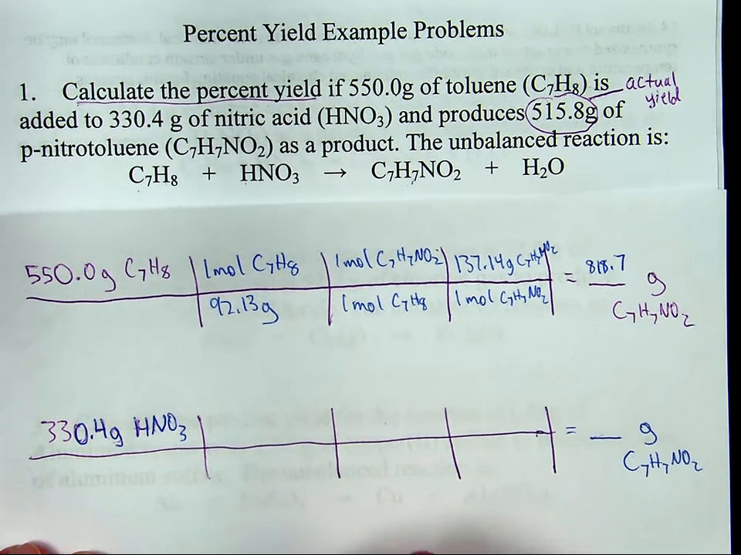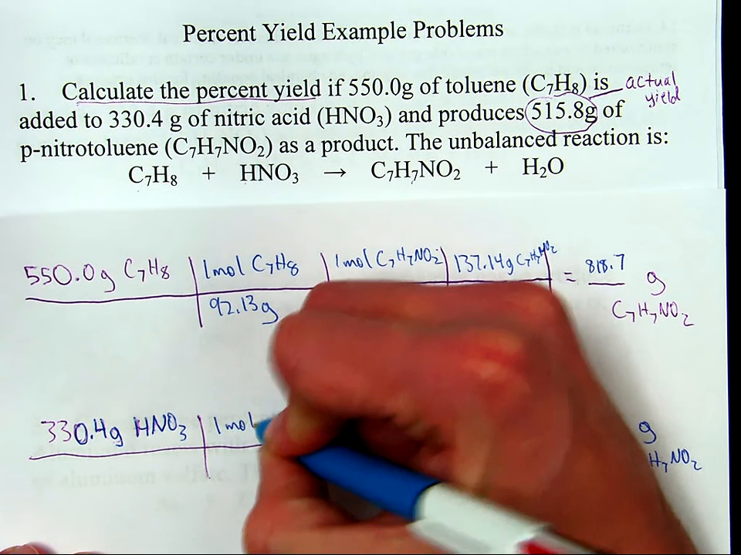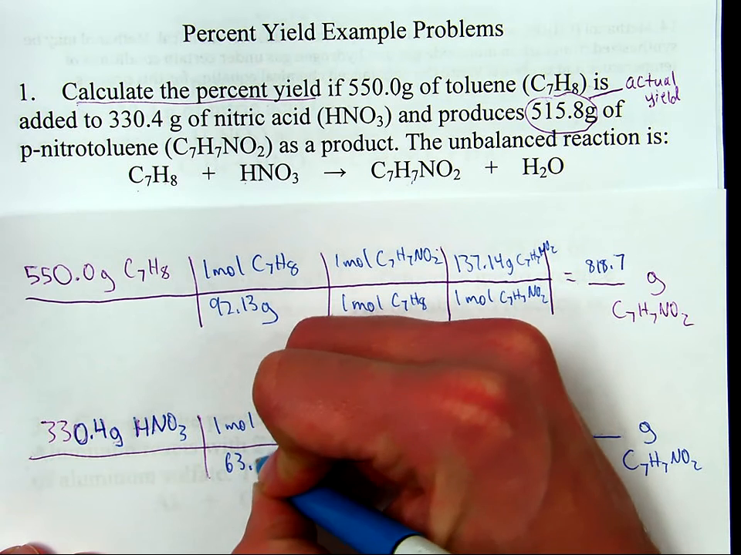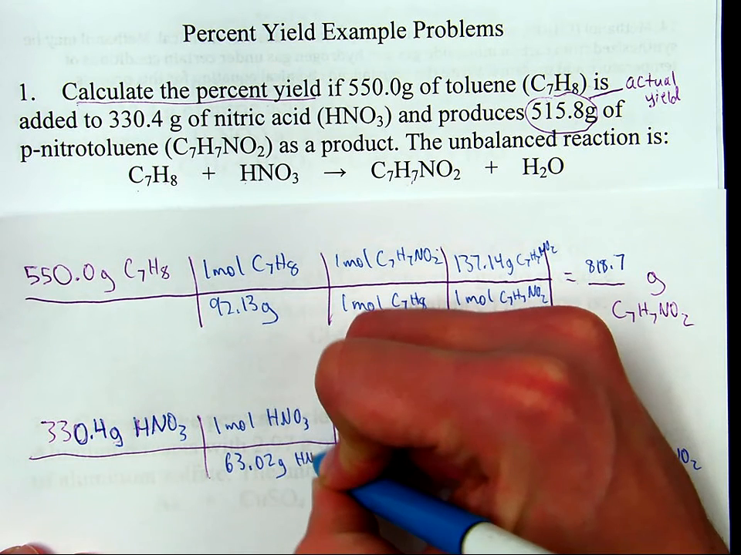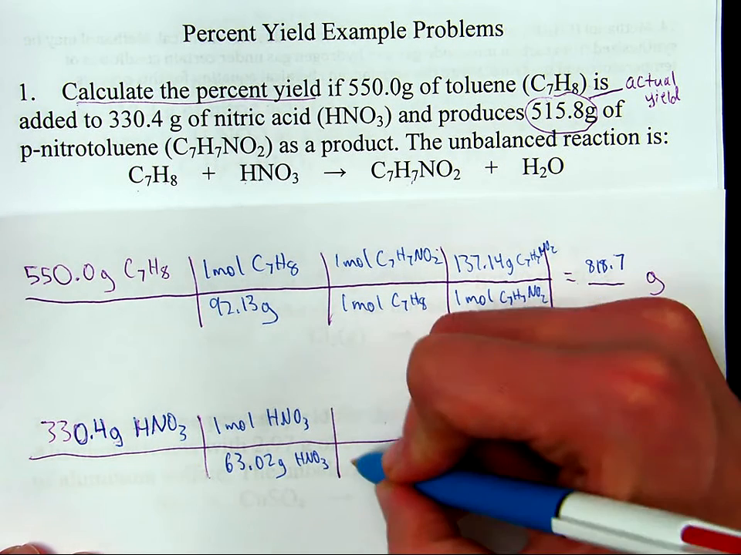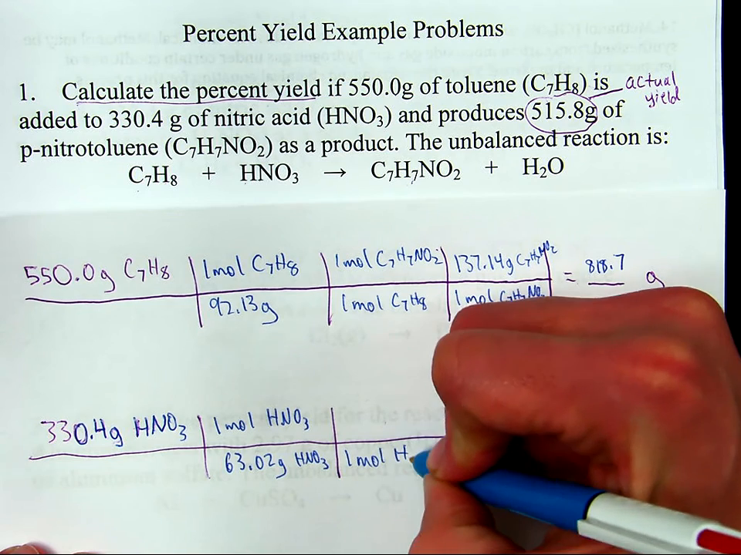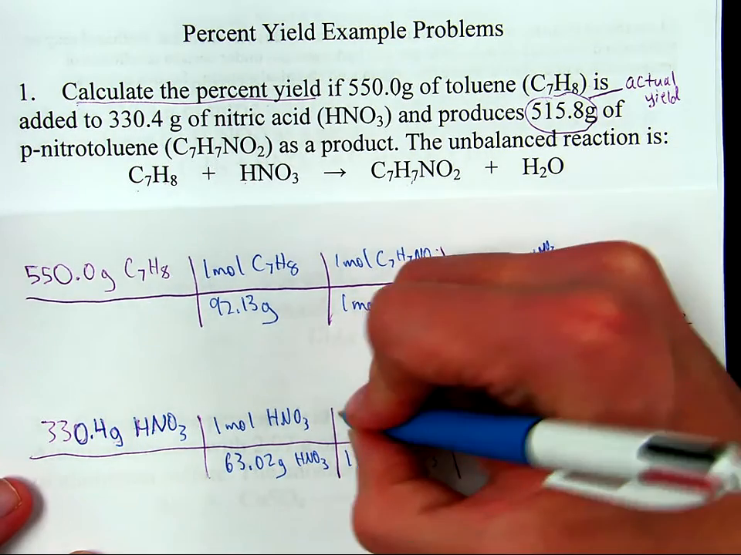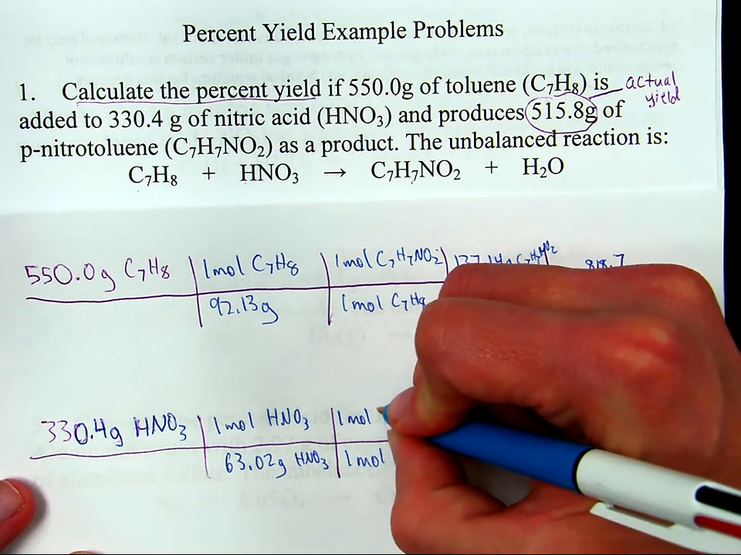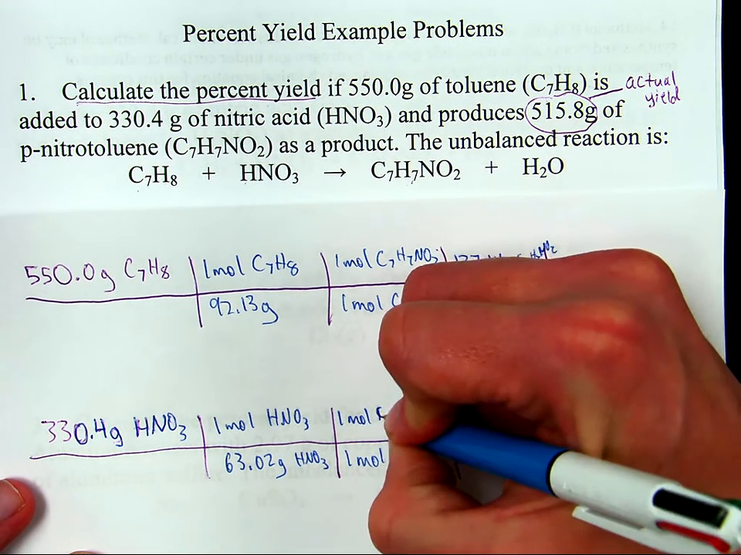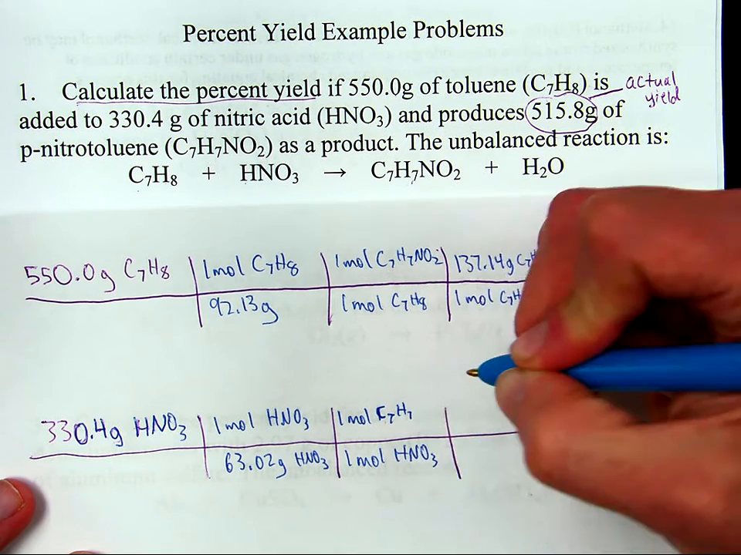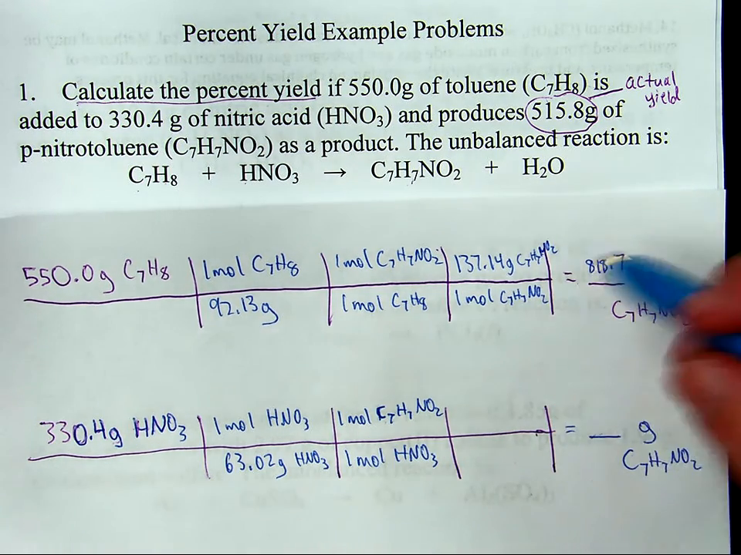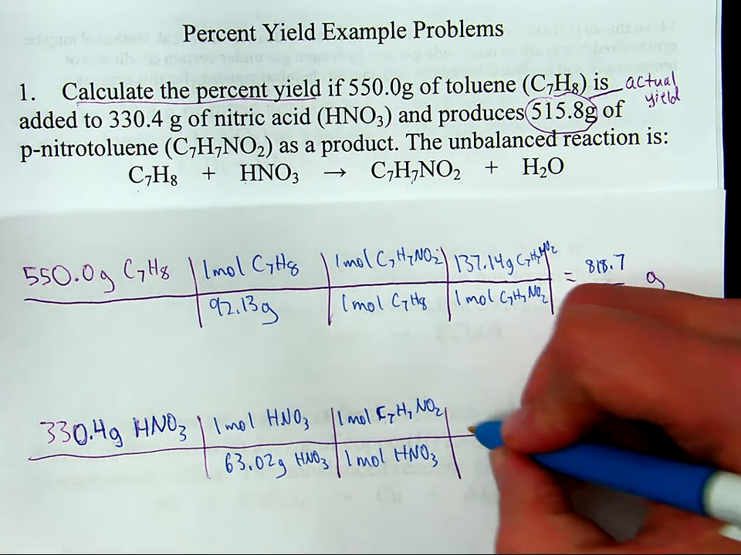Here it is, let's fill this in, 1 mole HNO3. That has a mass of 63.02 grams HNO3. In the balanced equation, there's 1 mole of HNO3, shown here. And as for our product, also 1 mole. Let's see, there's C7H7NO2. And then, final bit, molar mass.